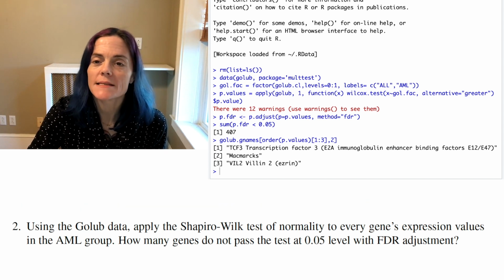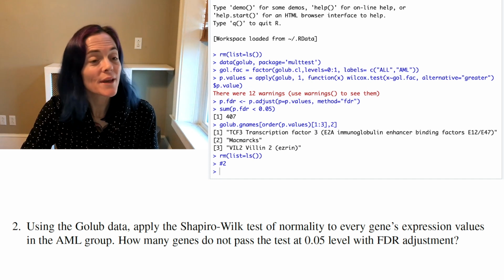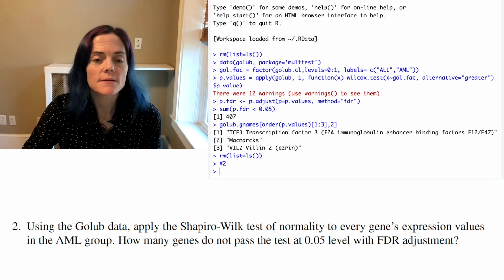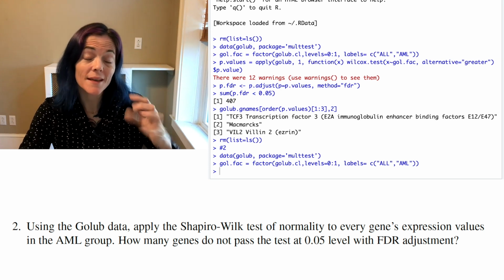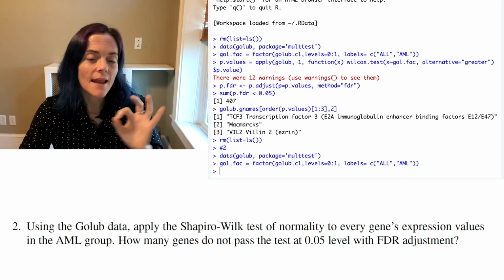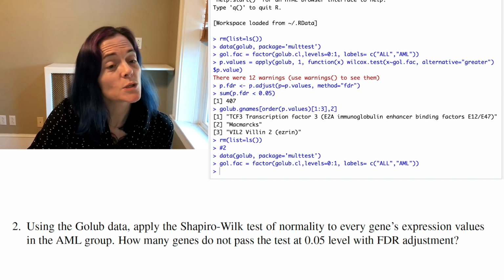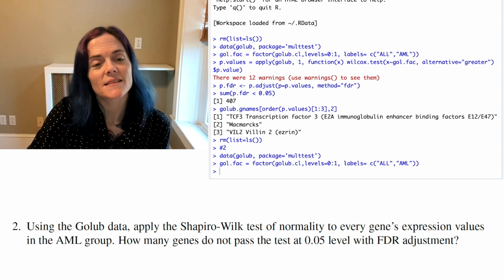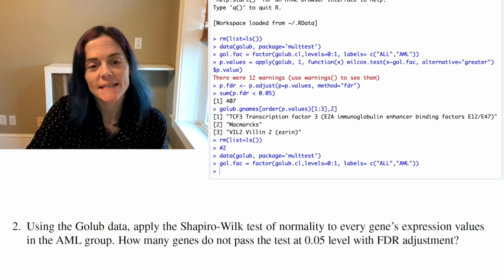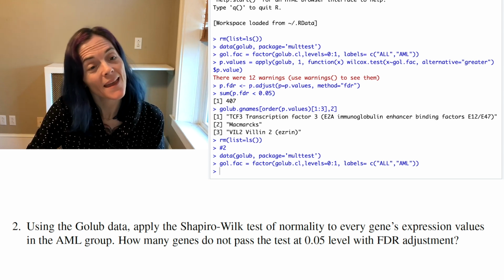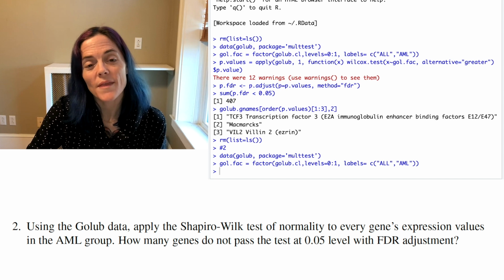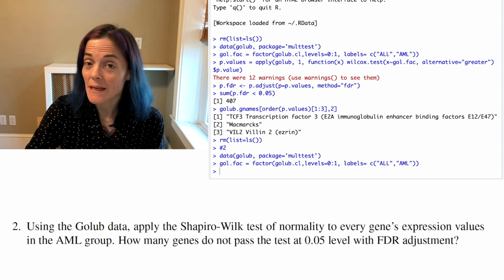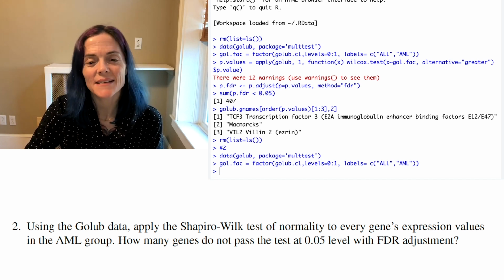So I will clear my saved objects. I'm working again with the Golub data, so I will begin with the same first 2 lines to load it and then define gol.fac. Okay, we want to apply the Shapiro-Wilk test of normality to every gene's expression values in the AML group. How many genes do not pass the test at alpha equals 0.05 with FDR? This is the Benjamini-Hochberg adjustment.